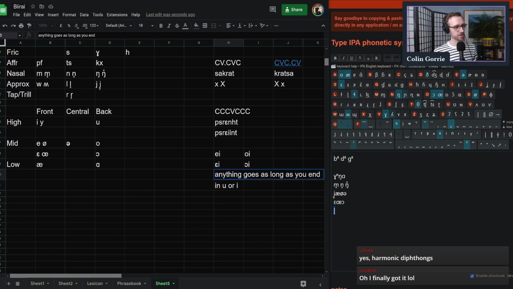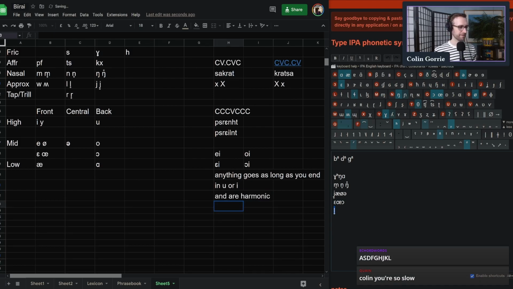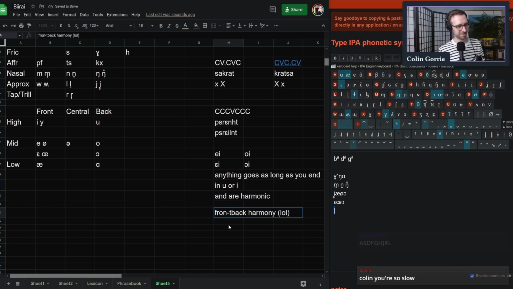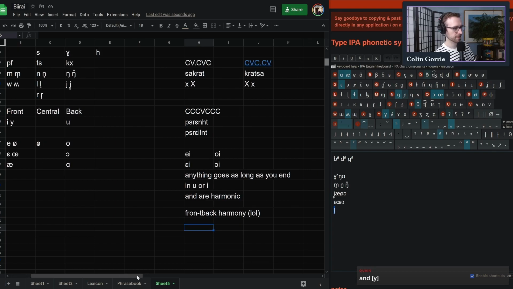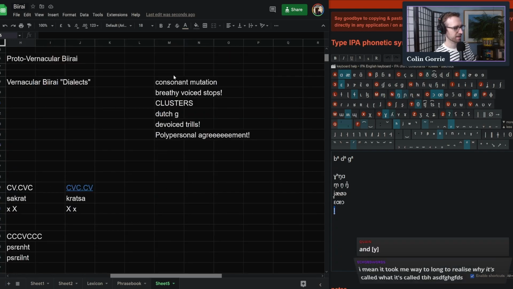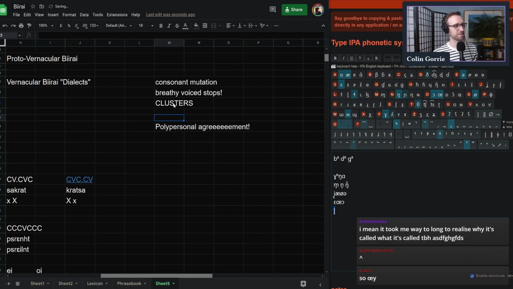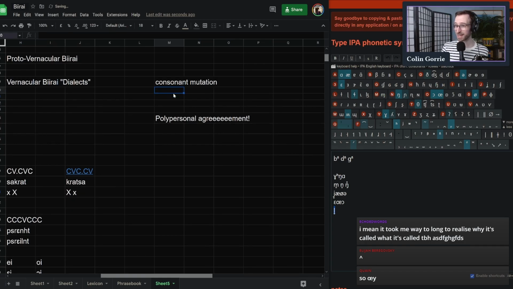So anything goes as long as you end in u or e and are harmonic. We have front-back harmony. I'm going to put in a lull there. Front-back harmony. And did we promise anything else? Clusters. Breathy voice stops. Consonant mutation. Devoiced trills. So check. Promise made, promise kept.